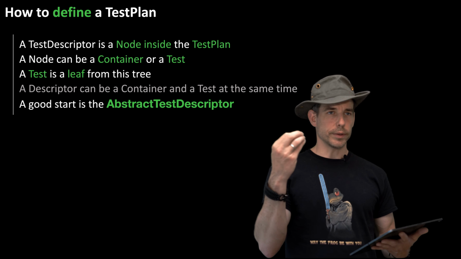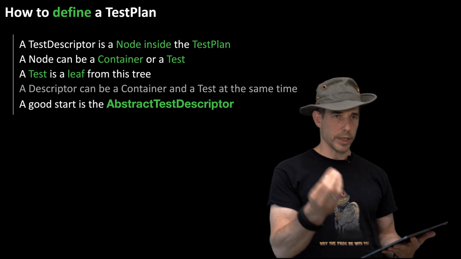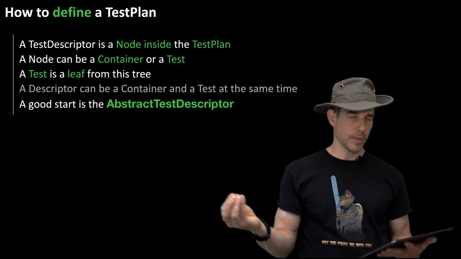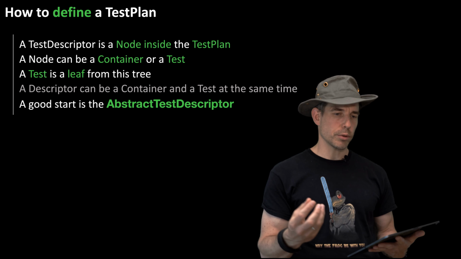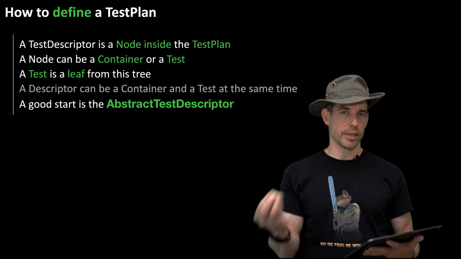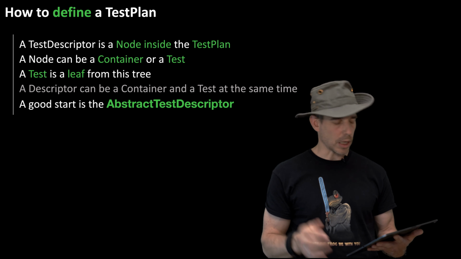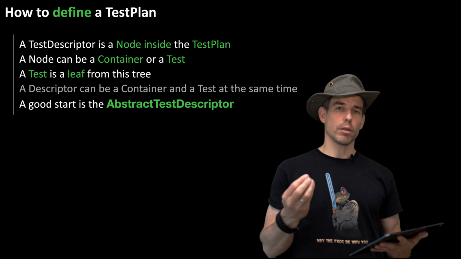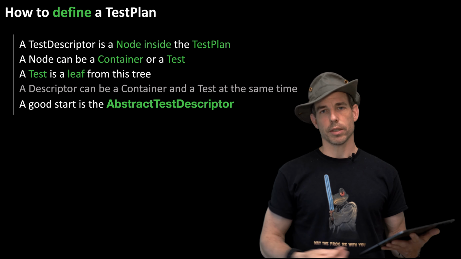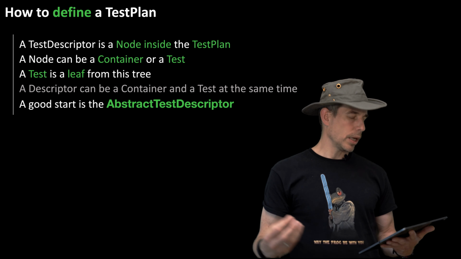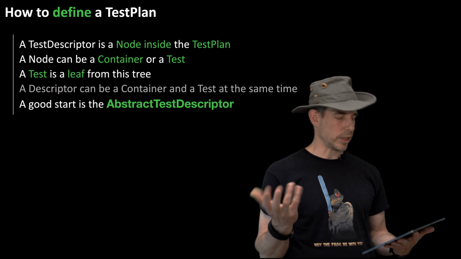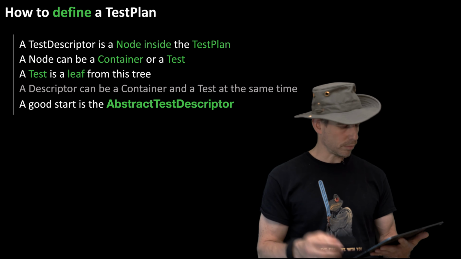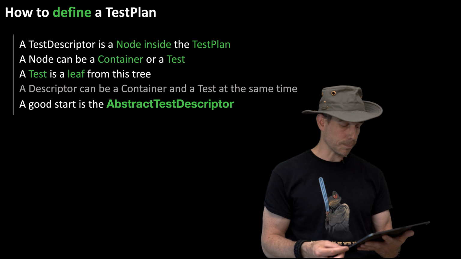And the node for a test would be a test. But the tricky thing here is a node can be a container and a test at the same time. Why? I'm not really sure. But normally the test itself is the last point in your tree, the leaf. And the container could be both. So the last thing could be a container as well. So just have it in mind so that you're not losing this one.